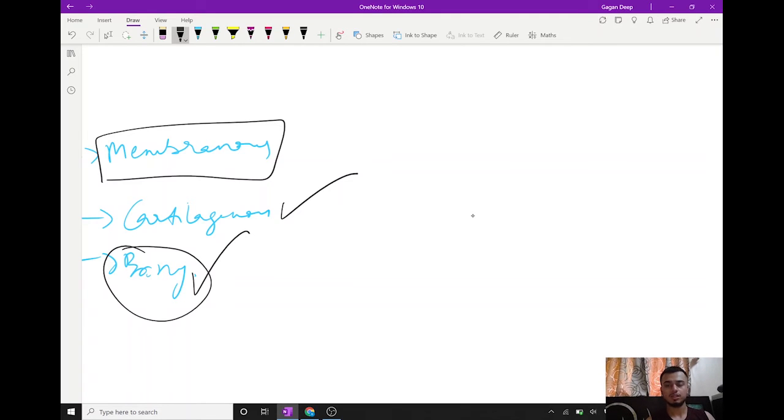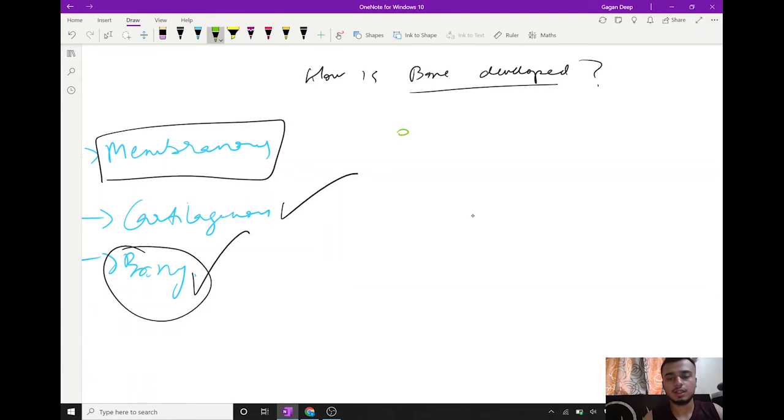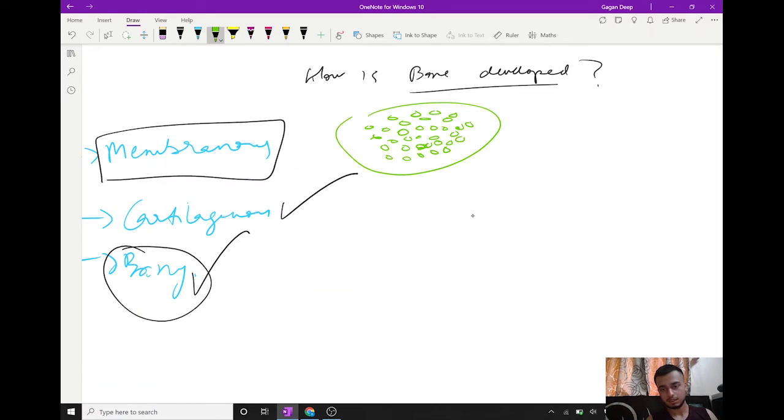Now, I'll just talk about a brief concept of bone development. How is bone developed? How is bone formed? There are some cells, let's just call them mesenchymal cells for now. We'll not differentiate them into various cells present inside the bone, such as osteocytes, osteoblasts, osteoclasts, and their functions. We are going to talk about it later when we study the histology of bone and the internal structure of bone. Now, these were some cells.